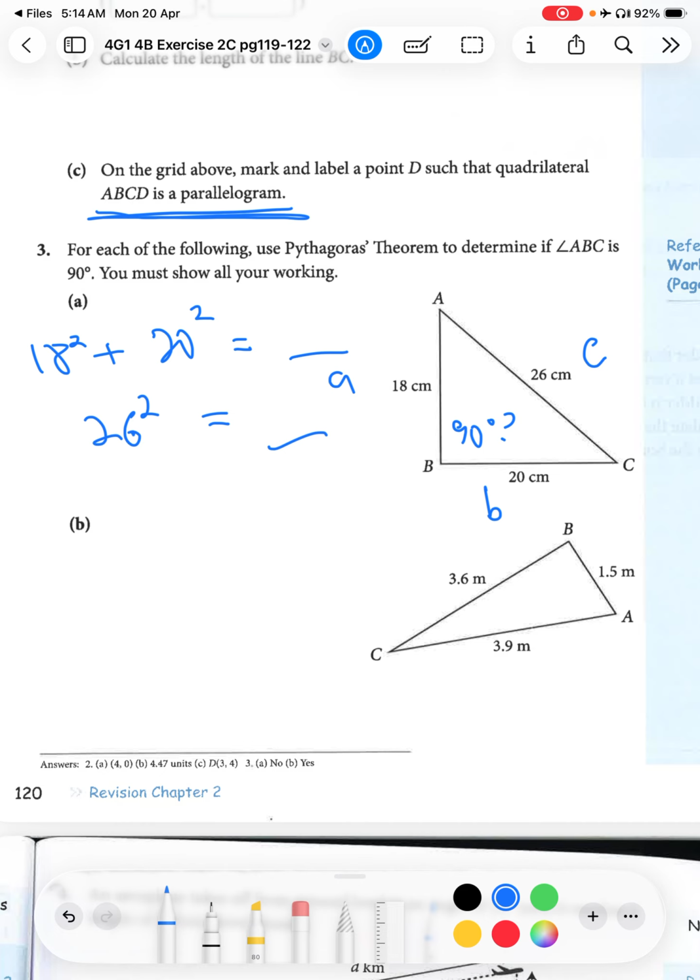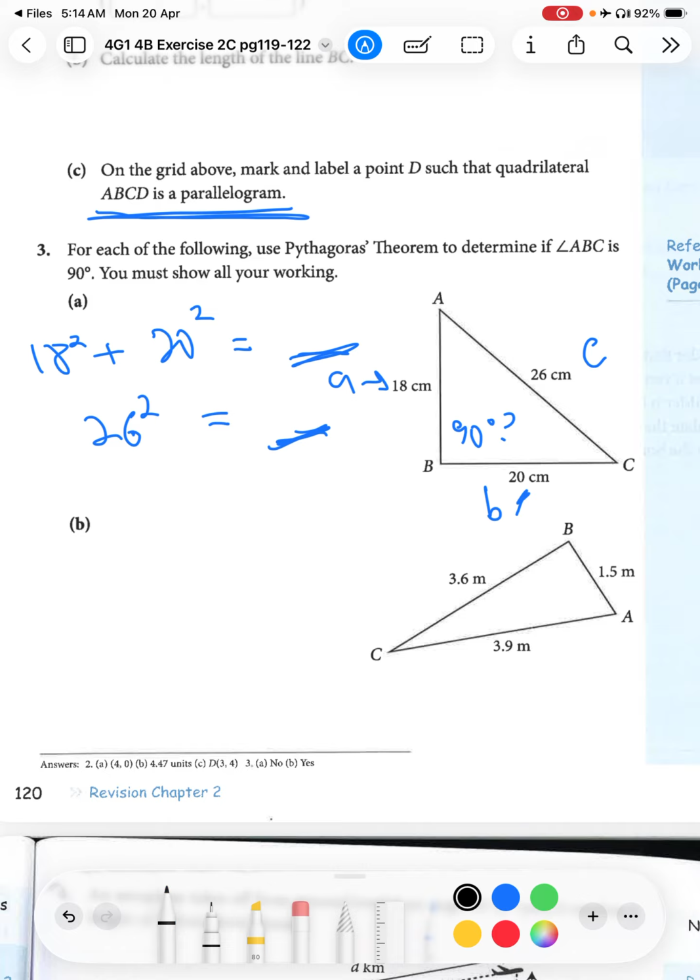A and B, A square plus B square should be the same answer as C square. If yes, right, then it'll be 90 degrees. If no, then it's not 90 degrees. Okay, I can understand this part. So you press calculator, you get the answer. If they are the same, then yes, it's 90 degrees. If no, then it's not 90 degrees.